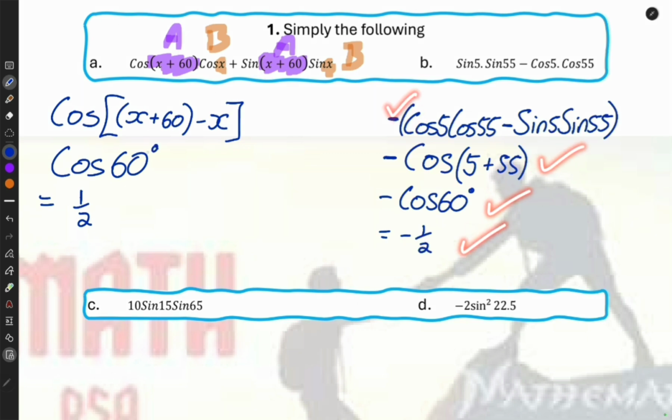This question would count 3 or 4 marks, so you'll get a mark for the sign change, a mark for A plus B, then for getting the right answer, and then for simplifying your answer with special angles.